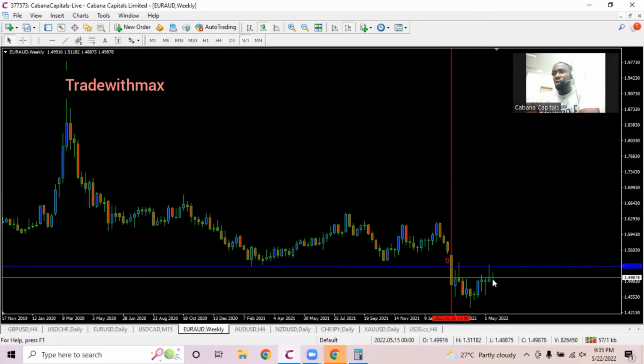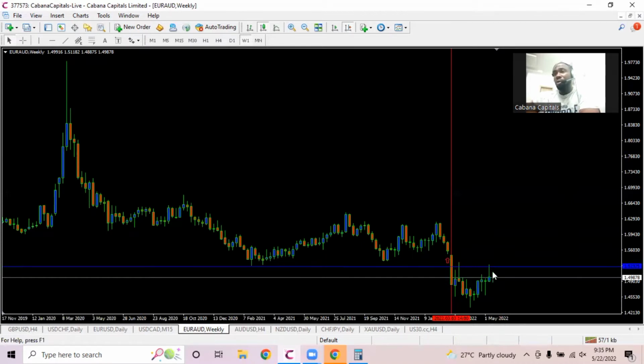So when you see a doji candle like this, now after the formation of this shooting star, you wait for the next candlestick to close bearish. Now here, the next candlestick closed as a doji. This is indecision in the market.